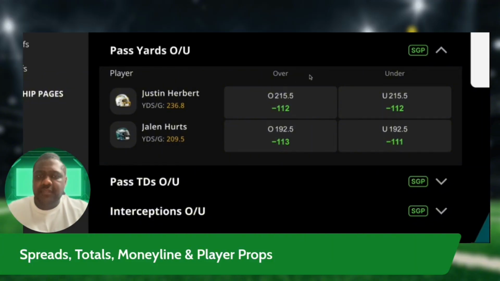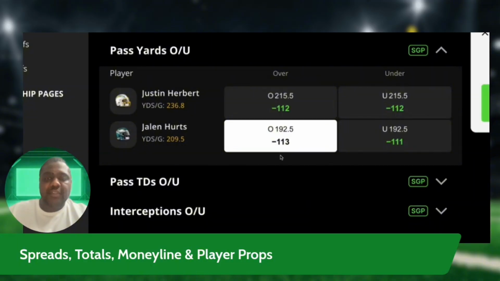We have Jalen Hurts passing yards for tonight at 192.5. Remember that point 5 means it's rounded up, so really 193. If I take the over right here on Jalen Hurts passing yards, all that's saying is I believe Jalen Hurts will throw for at least 193 passing yards tonight. I believe he will throw for 193 passing yards or more.